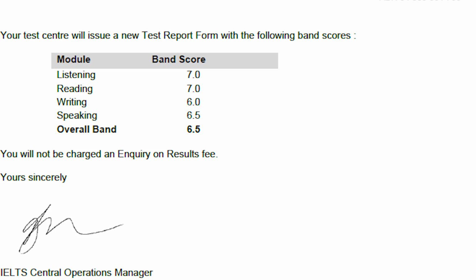Now listen and ponder. One examiner gave him 5.5 in speaking, and then the second examiner, who was a senior IELTS examiner, gave him 6.5. It means your IELTS speaking and writing band scores depend on examiners. You are at the mercy of examiners. If the examiner is highly qualified, a senior examiner, you are likely to get a better band score. And if the examiner is junior, new, a novice, you are likely to get a lower band score.